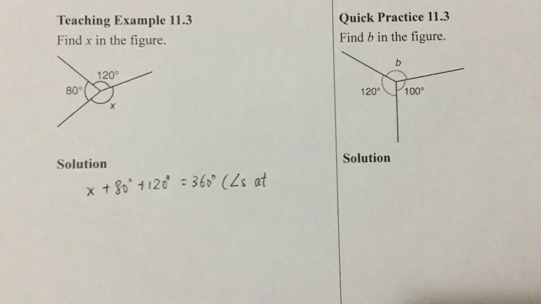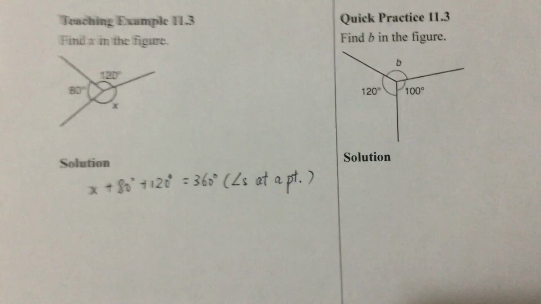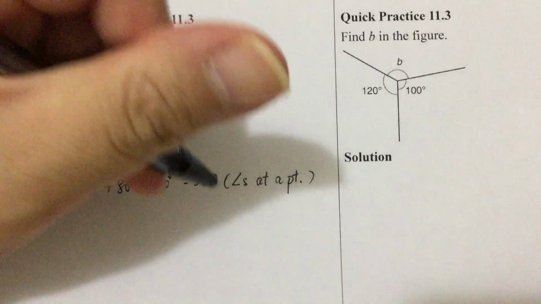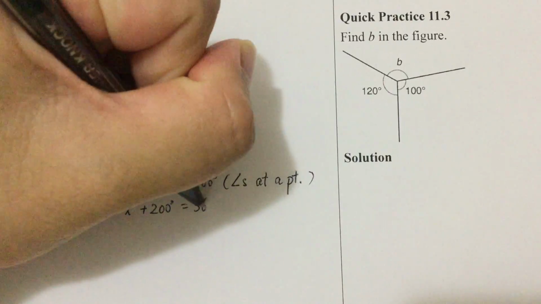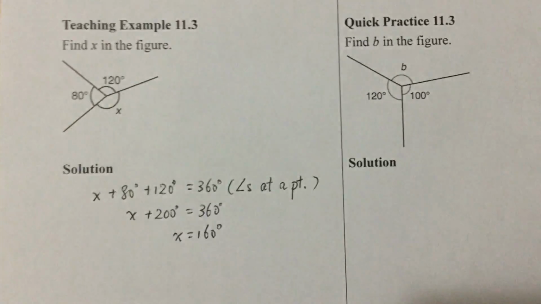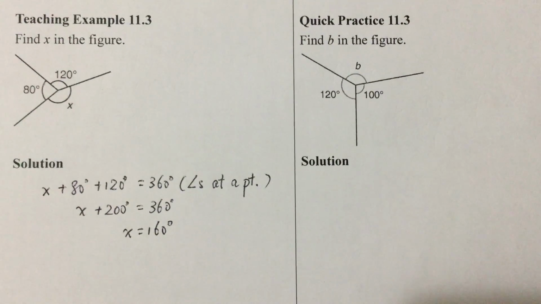At the preposition, it is point. This is the short form of a point. If you do not remember to write down the short form, you can write point and you will get it also correct. So this is x plus 200 degrees equals 360 degrees, and finally x is 160 degrees. We can solve this question immediately. Okay, now this is your turn. I will give you 30 seconds. Please do quick practice 11.3.